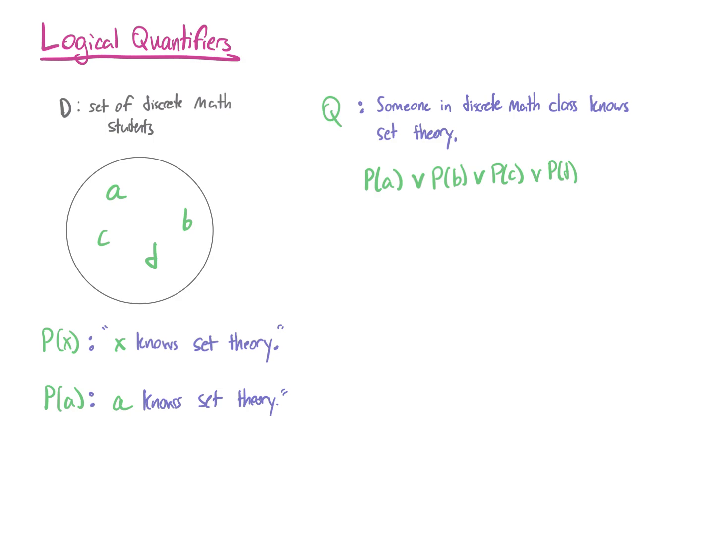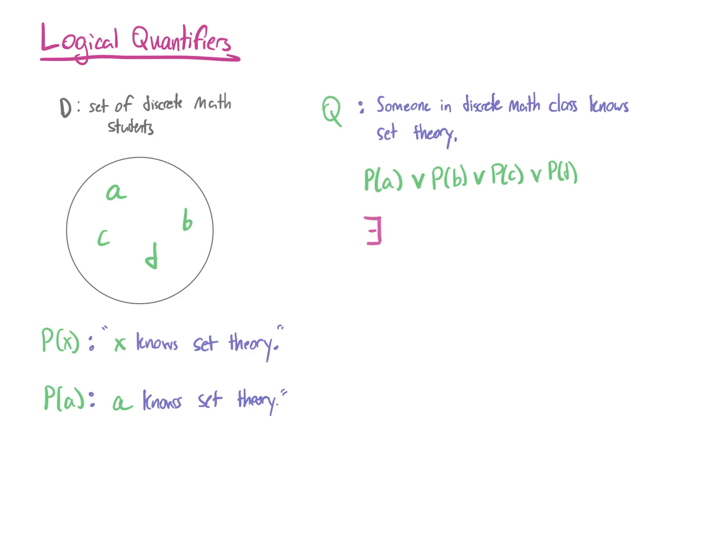But this is a little bit limited. First of all, that's a lot of writing for me to do. And second of all, if another student adds the class, or indeed if one of these students drops the class, then my statement will no longer correctly describe the students in discrete math class, because A, B, C, and D will no longer be the correct set of students in the first place. So, if I want to express this proposition Q, someone in discrete math knows set theory, I can use a different, new, special logical symbol. This logical symbol looks like a backwards E, and I pronounce it there exists.